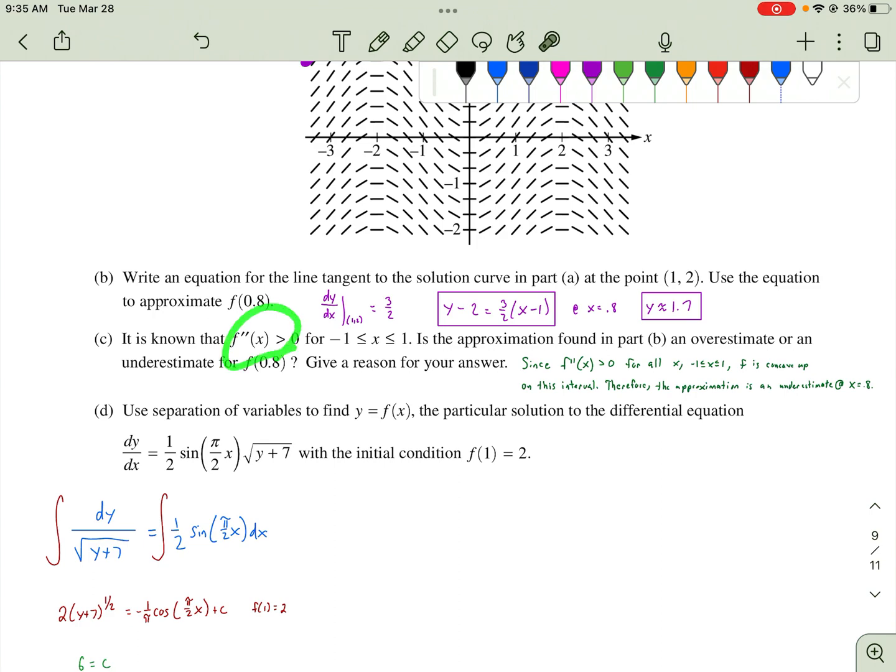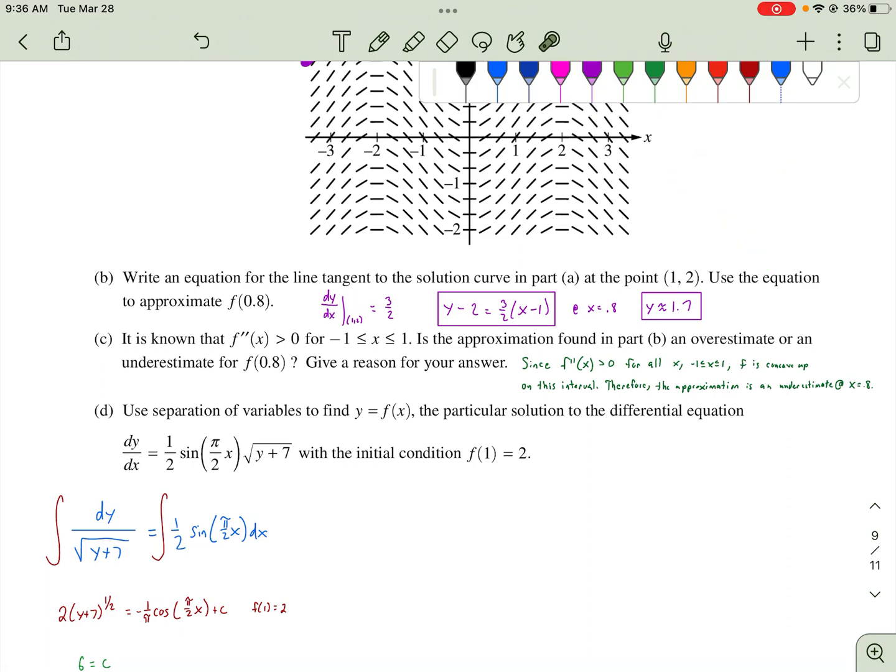For part C, it's saying the second derivative is always positive. So then it asks us if our approximation is an overestimate or an underestimate. Since the second derivative is always positive, that means the function is concave up. For a tangent line approximation, look where the tangent line is, it's always below the curve. So, since the second derivative is positive, f is concave up on this interval, therefore the approximation is an underestimate because it's a tangent line approximation.